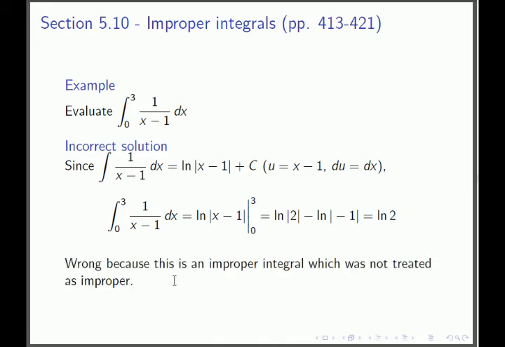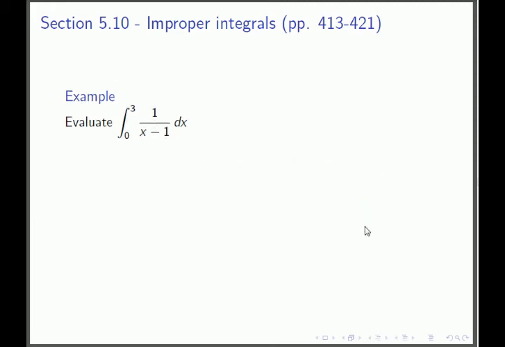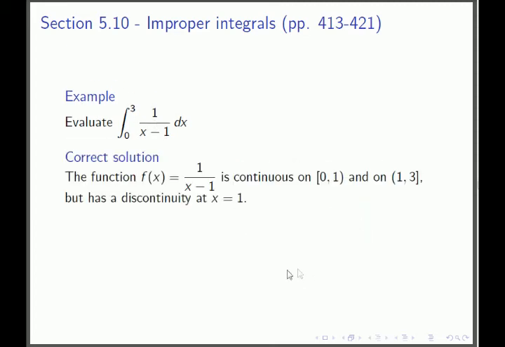And we would get the answer natural log of 2. However, this is wrong because this is an improper integral, and we did not treat it as an improper integral, and so that is wrong. Let's now do it correctly. Well, the function is continuous everywhere except at x equals 1, and 1 does lie in the interval from 0 to 3, so this is improper.